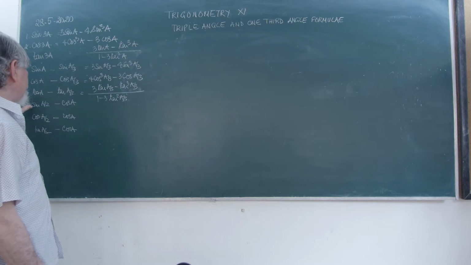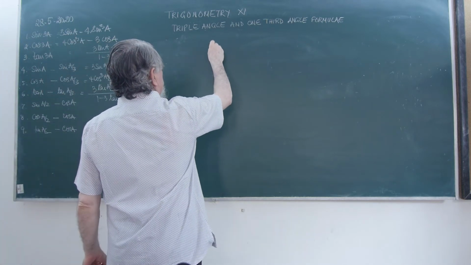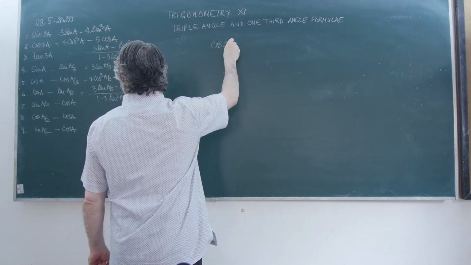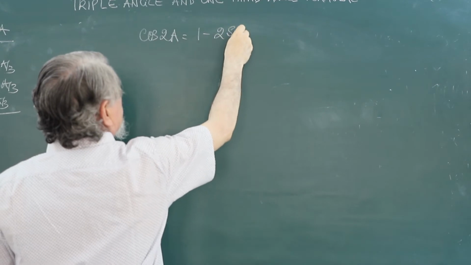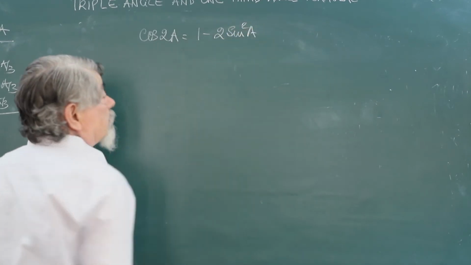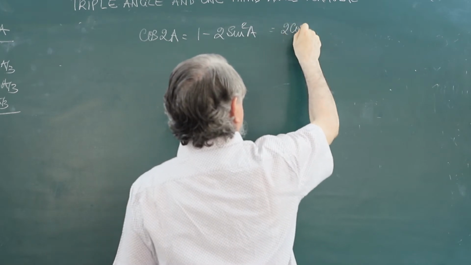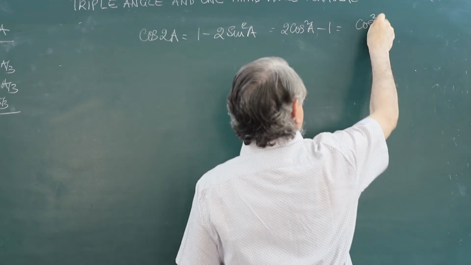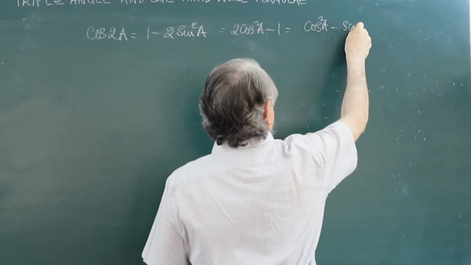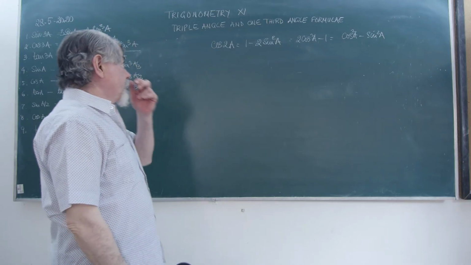To the seventh problem, seventh formula. We know cos 2a is 1 minus 2 sine square a. It is also equal to 2 cos square a minus 1. It is also equal to cos square a minus sine square a. So we will see where we want to use the formula.